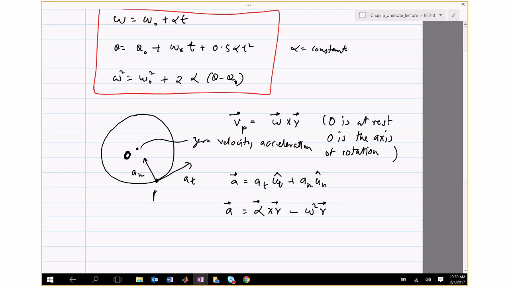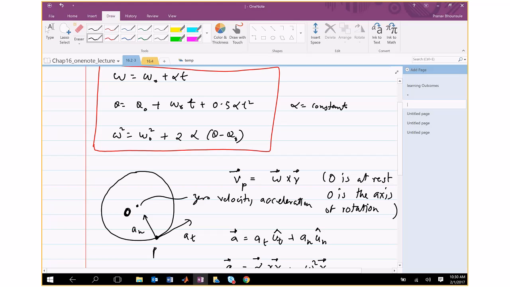So later on we'll do problems where I'll derive equations where point O actually has a non-zero acceleration. But as far as this part goes, we are assuming that it's at rest.